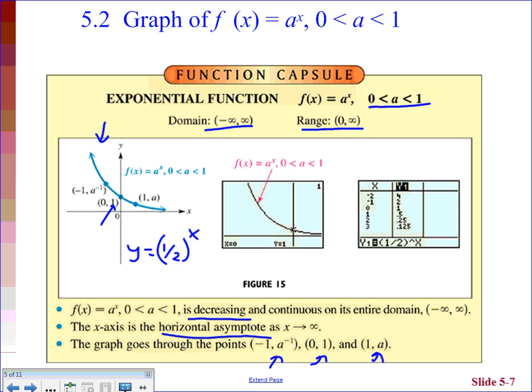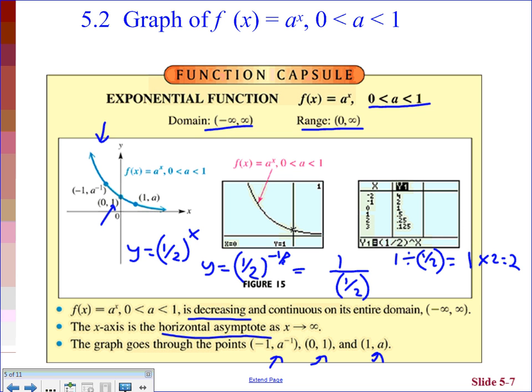If x is -1, like it says on this point here, so y equals 1/2 to the -1 power. So that equals 1 over 1/2, right? When you have a fraction underneath like that, this is 1 divided by 1/2. Remember the little trick we did with dividing by fractions is we multiplied by the inverse. So this equals 1 times 2, which equals 2.